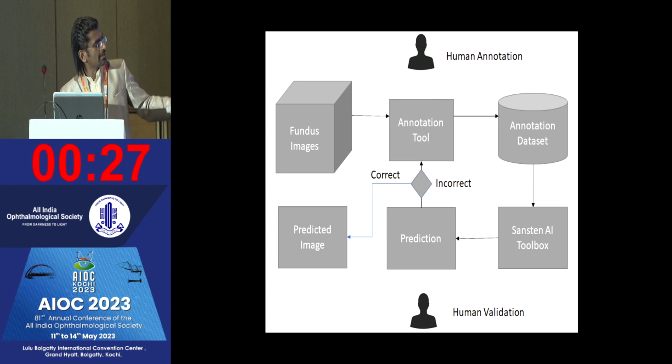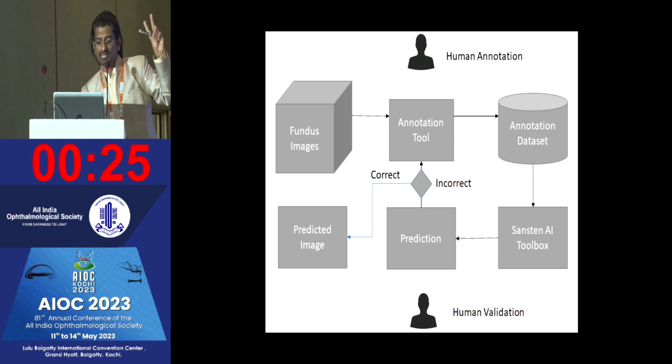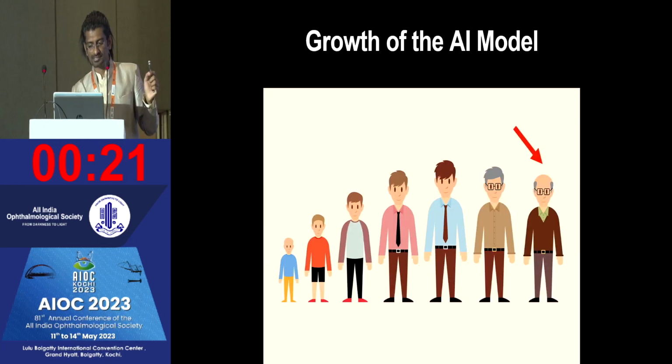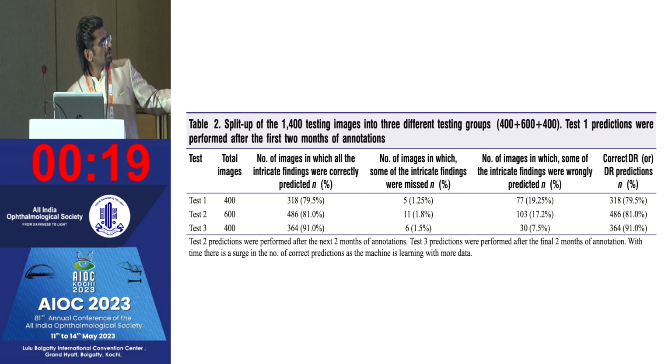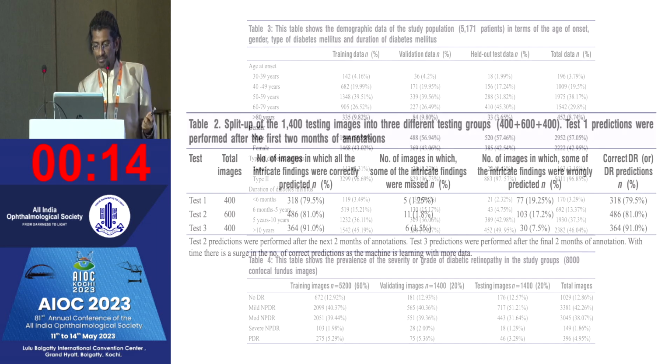Humans will annotate and humans will validate. There are two human interfaces, making human intelligence come into play along with the artificial intelligence. So now the model is fully grown, and you can see that the sensitivity and specificity we have currently reached is around 91%, which is very good.